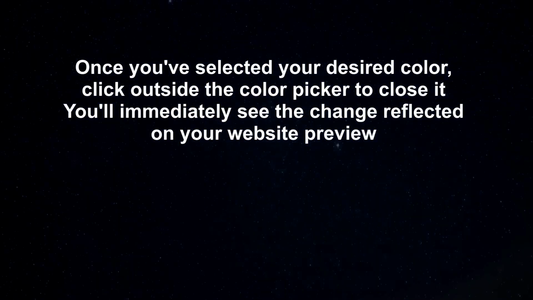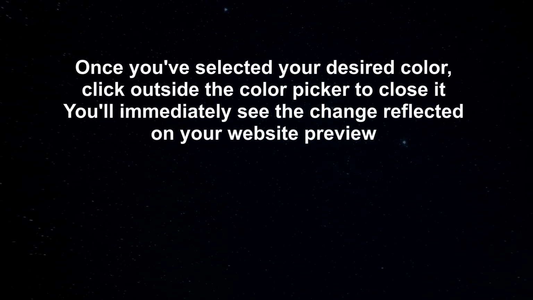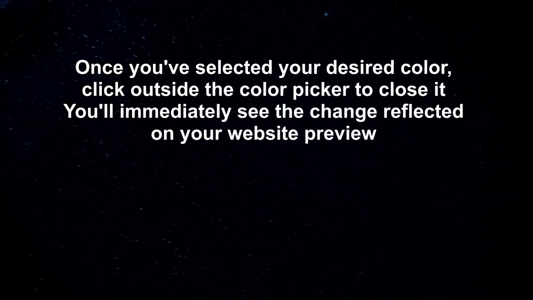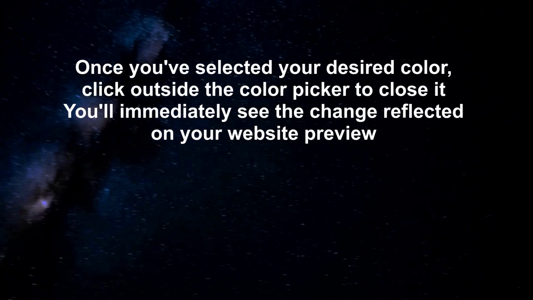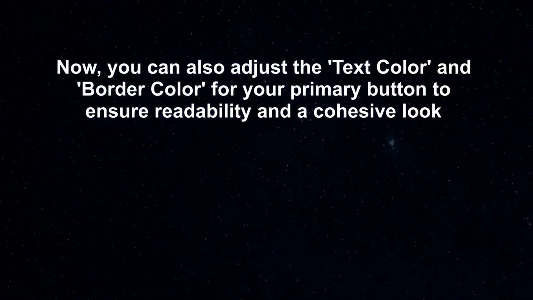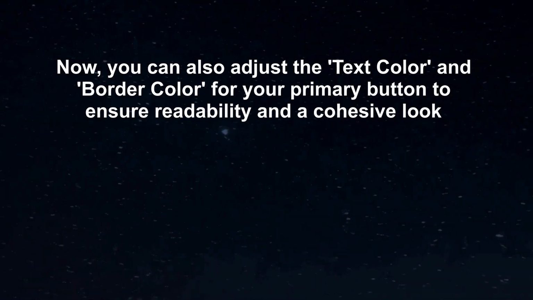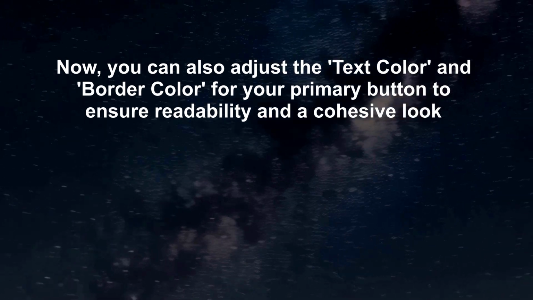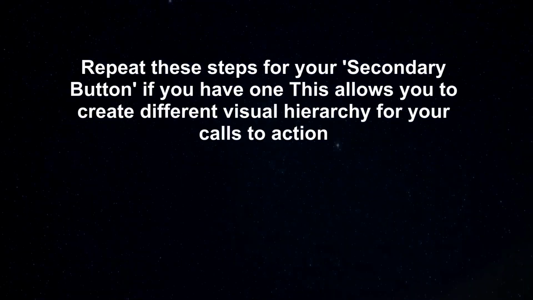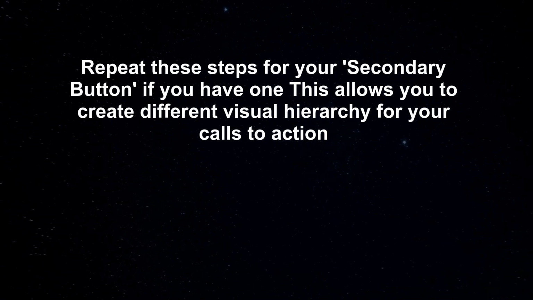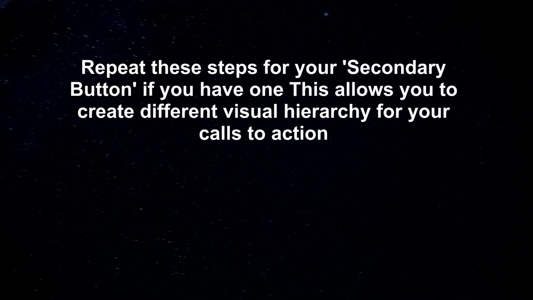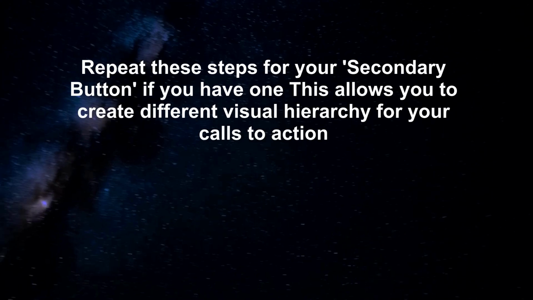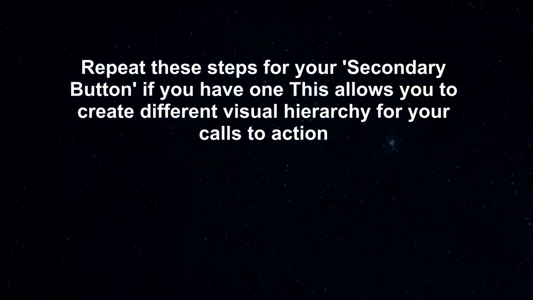Once you've selected your desired color, click outside the color picker to close it. You'll immediately see the change reflected on your website preview. Now you can also adjust the text color and border color for your primary button to ensure readability and a cohesive look. Repeat these steps for your secondary button, if you have one. This allows you to create different visual hierarchy for your calls to action.